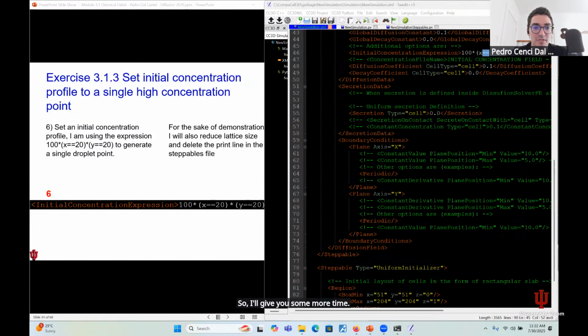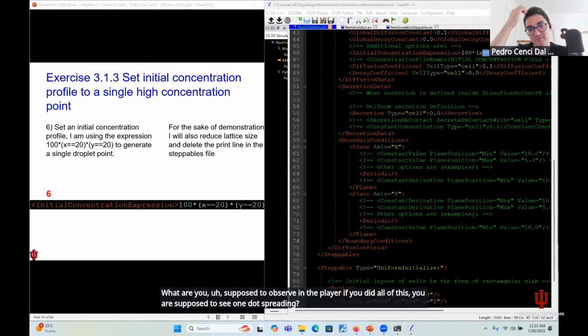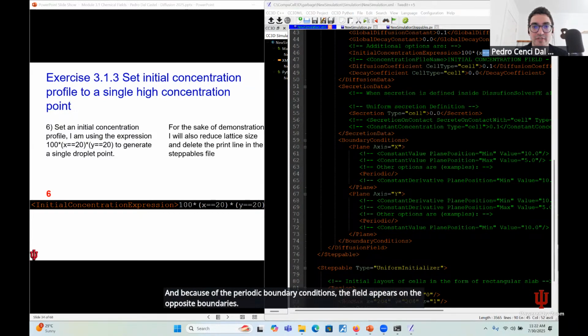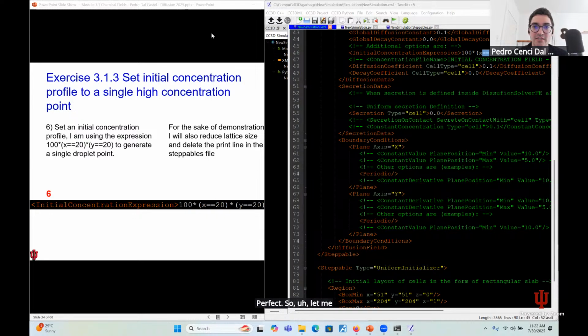What are you supposed to observe in the player? If you did all of this, you are supposed to see one dot spreading. One red dot spreading. So Maria is seeing how the field spreads, and because of the periodic boundary conditions, the field appears on the opposite boundaries. Perfect. So let me run my simulation here and see what happens.